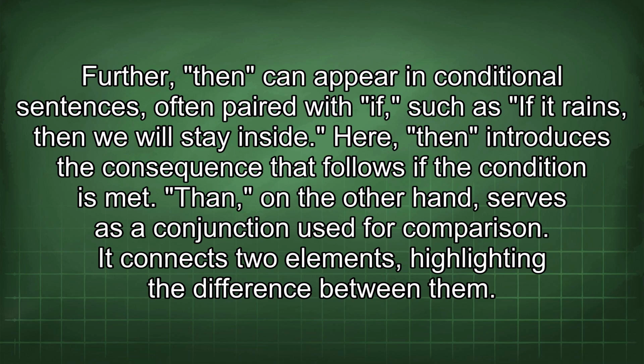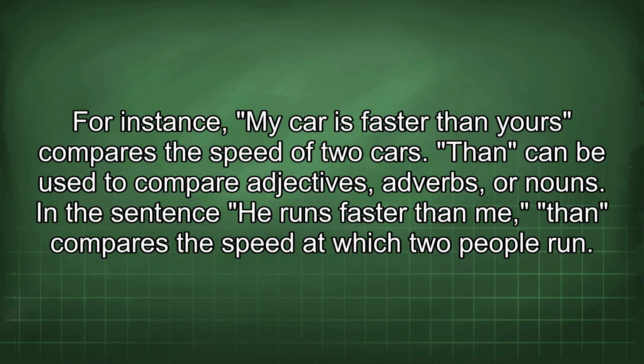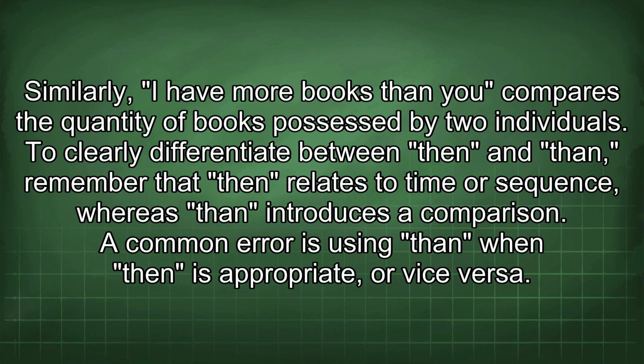"Than," on the other hand, serves as a conjunction used for comparison. It connects two elements, highlighting the difference between them. For instance, "my car is faster than yours" compares the speed of two cars. "Than" can be used to compare adjectives, adverbs, or nouns. In the sentence, "he runs faster than me," "than" compares the speed at which two people run. Similarly, "I have more books than you" compares the quantity of books possessed by two individuals.